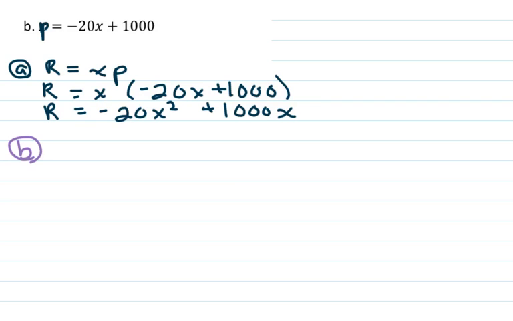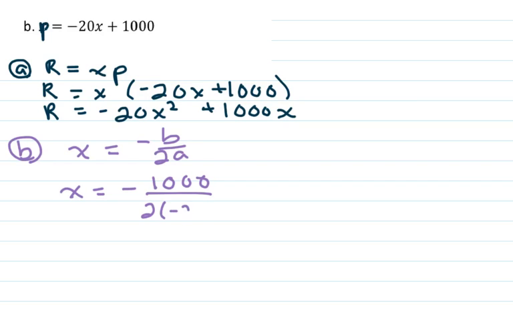Let's go to part B, which is to maximize the revenue. Same idea. X equals negative B over 2A. In our case, X equals negative B, which is 1,000, over 2 times A, which is negative 20. We simplify this one and we get 25. So in order to maximize the revenue, we need to sell 25 units. So those are our demand and revenue problems. Now we're going to look at the other problems, which are all done a little differently, but they all require some type of maximizing or minimizing.